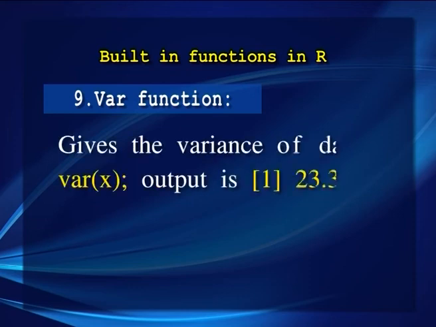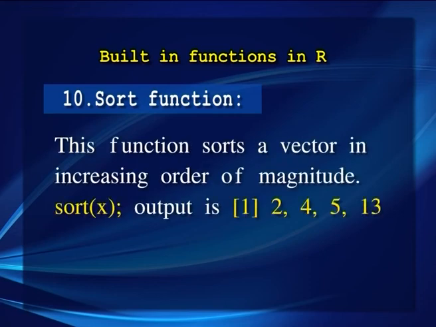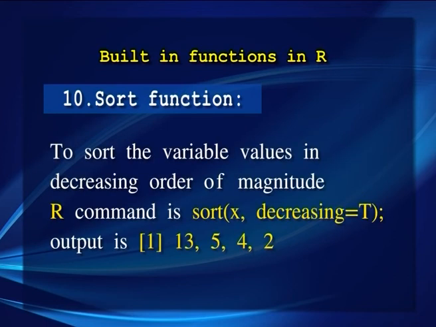VAR function gives the variance of data. VAR of x, the output is 23.33. Sort function sorts a vector in increasing order of magnitude. Sort x, output is 2, 4, 5, 13. To sort the variable values in decreasing order of magnitude, our command is sort, open the bracket x, decreasing is equal to true, close the bracket and put a semicolon. The output would be 13, 5, 4 and 2.